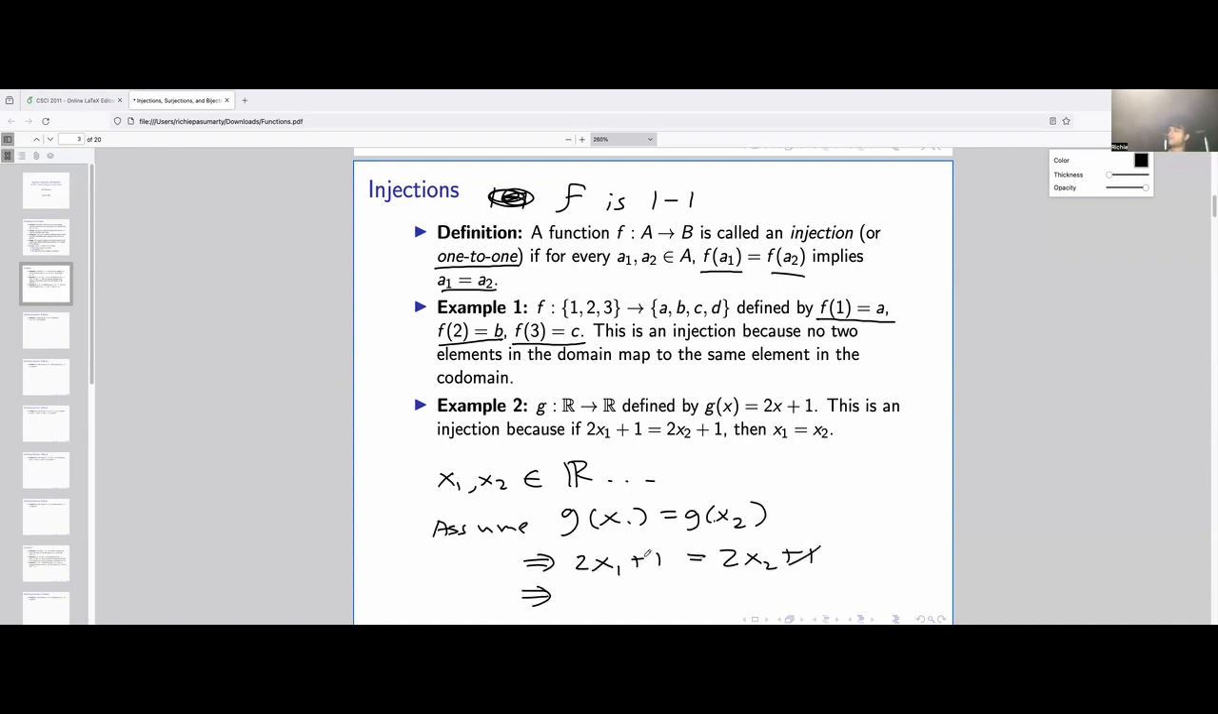I can do a few steps. I can subtract 1 from both sides. This means that 2x1 is equal to 2x2. I can divide both sides by 2, and that eventually means that x1 is equal to x2. So what does this mean? This means that if the output values are the same, then the input values have to be the same. So that's just what an injective function is. That's what a one-to-one function is. If the output values are the same, then the input values must be the same.